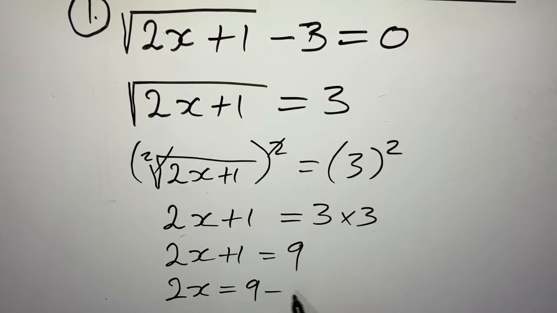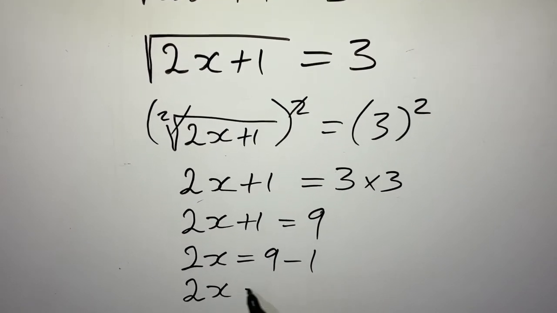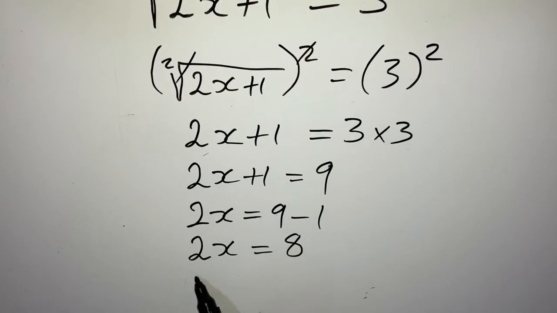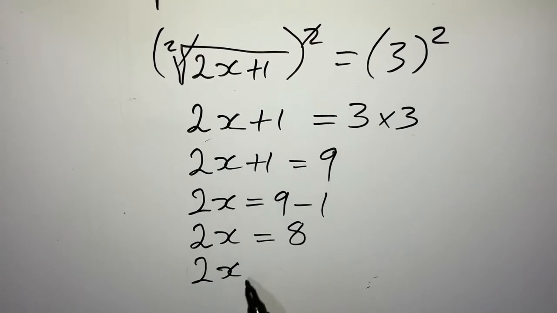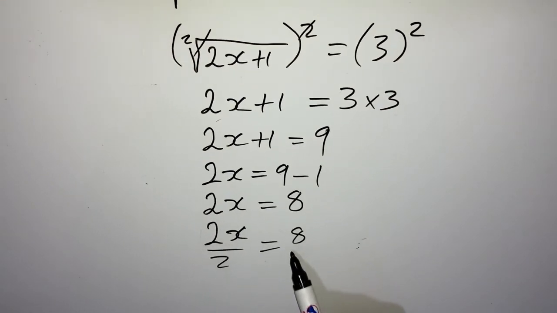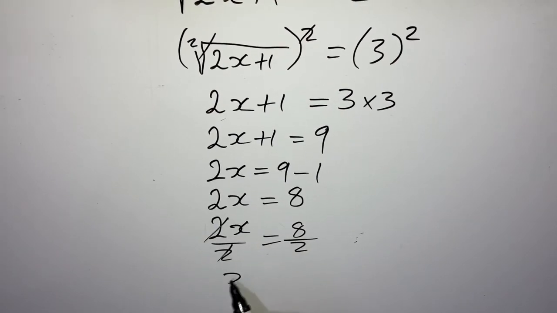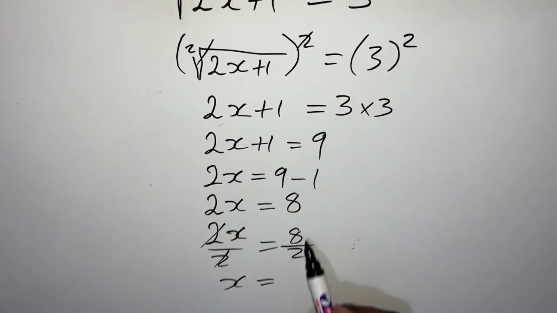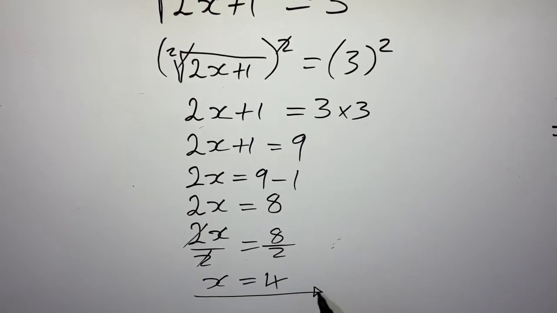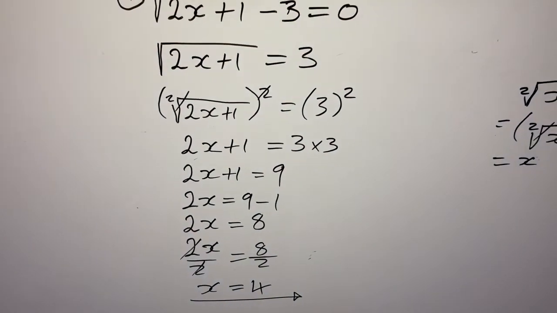Take the 1 to the other side, the sign changes. Then I remain with 2x is equal to 8. Then I divide by 2, so I may remain with x. What I do on the left I must do on the right. So the 2 cancels 2, I remain with x, and 8 divided by 2 I get 4, which means my x is 4. Then we are done with this sum.